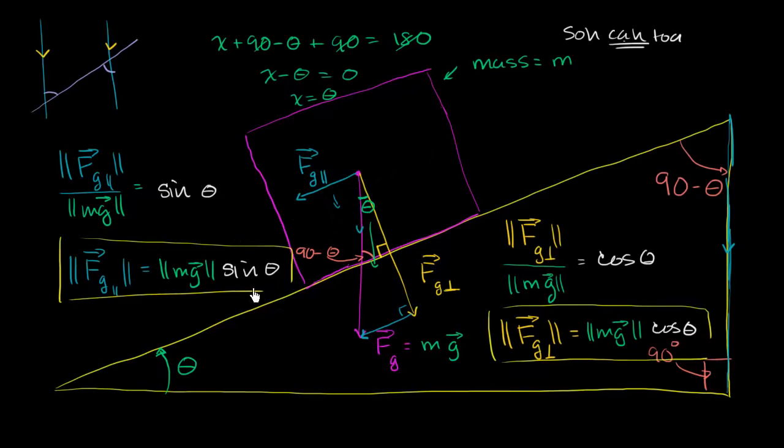And if you ever forget these, think about them intuitively. You don't even have to go through this whole parallel line and transversal and all of that. If this angle went down to 0, then we'd be talking about essentially a flat surface. There is no inclination there. And all of the force should be acting perpendicular to the surface of the plane. So the perpendicular force should be the same thing as the total gravitational force. And that's why it's cosine of theta, because cosine of 0 is 1. And so these would equal each other.